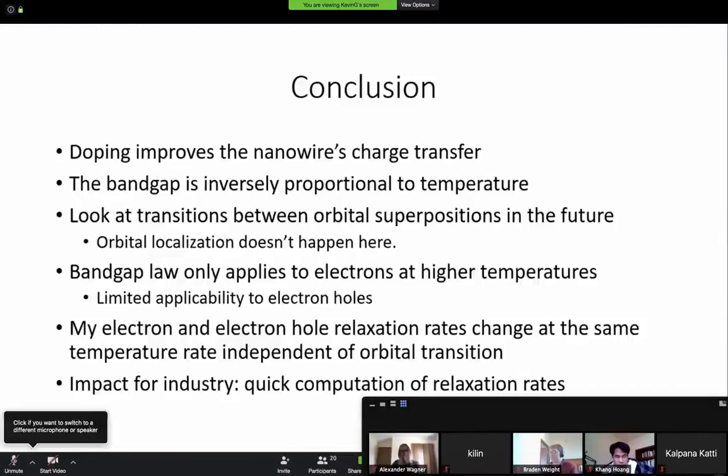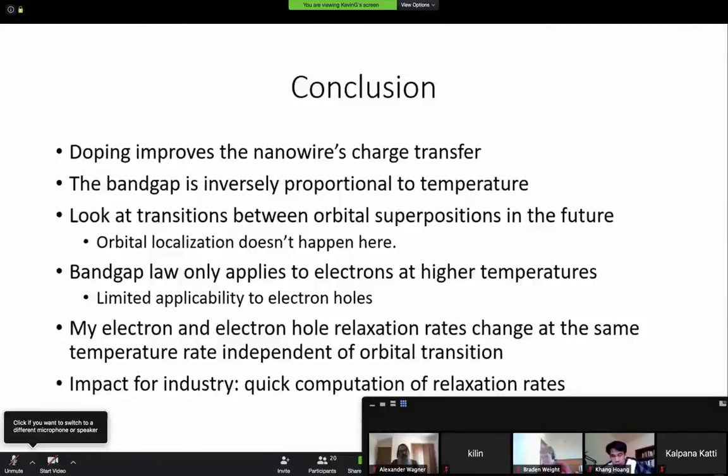One thing to note is that in the future, researchers should look at the transitions between orbital superpositions. When I showed the figures with my orbitals, they were all localized near the dopants. That result is probably not going to apply when we're looking at transitions between orbital superpositions. So that's one thing to look at in the future.